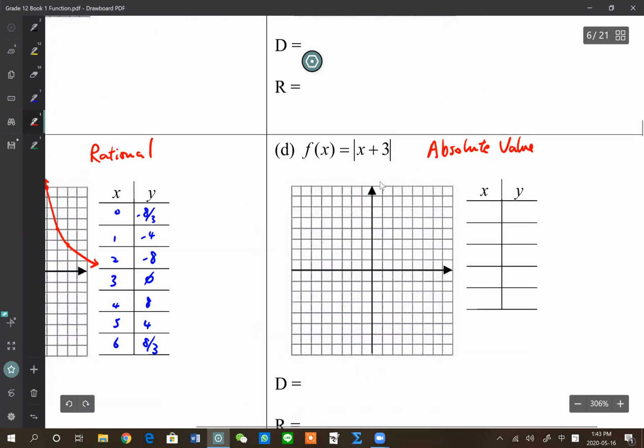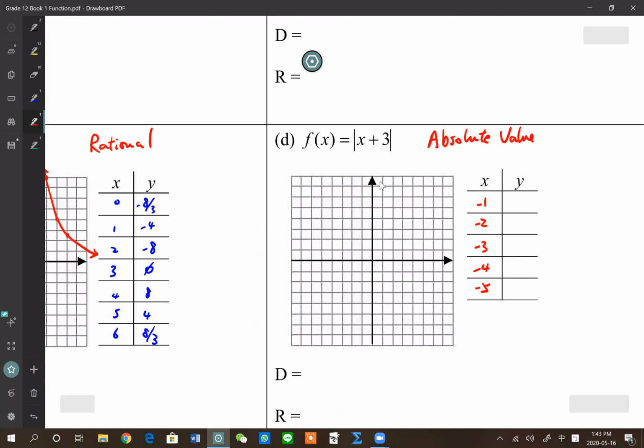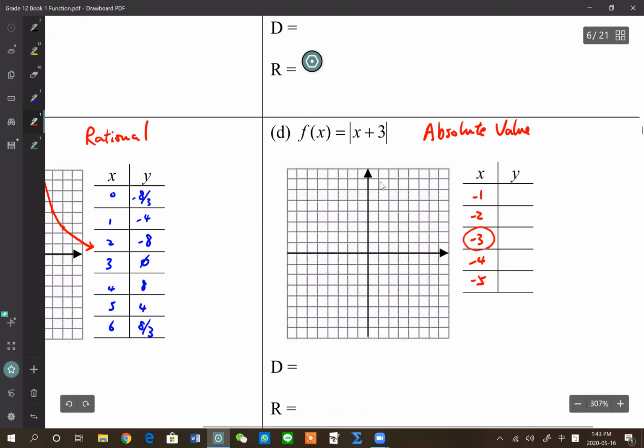And then the points we are going to choose, I'm going to choose -3 in the middle, and then -2, -1, -4, -5. And the reason why I choose this, later on when you learn about the next chapter, you will know why I choose these ones. -3 is the number that's in the middle, okay? It makes the inside 0, okay? So that's the important place.